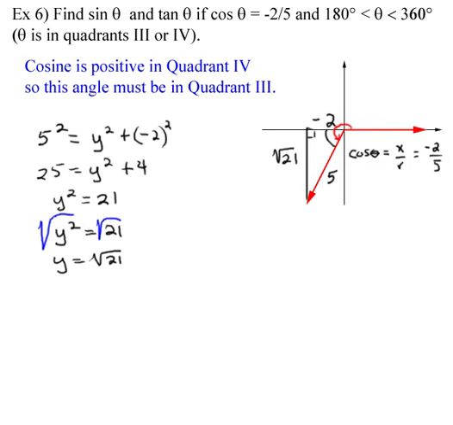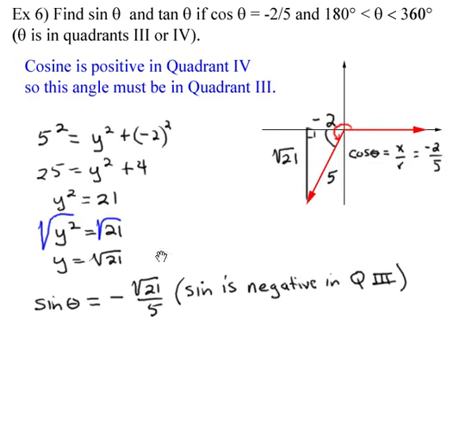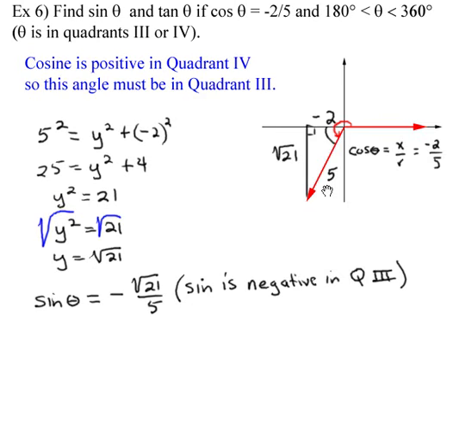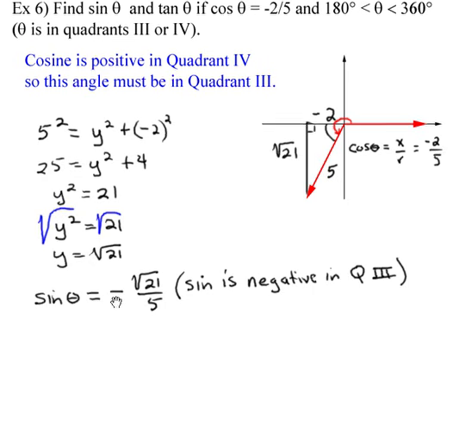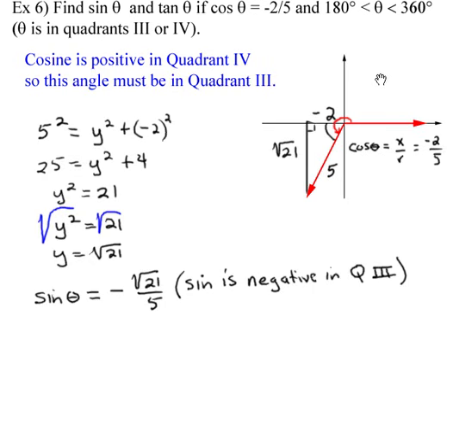Sine is going to be, from this point of view, opposite over hypotenuse, square root of 21 over 5. But I've got to be careful because in quadrant 3, sine is negative, so I'm going to add a negative symbol in front of it to keep that true. Because all Scandinavians, the S in Scandinavian stands for sine, sine is positive in quadrants 1 and 2 only, so I have to make it negative in quadrant 3.